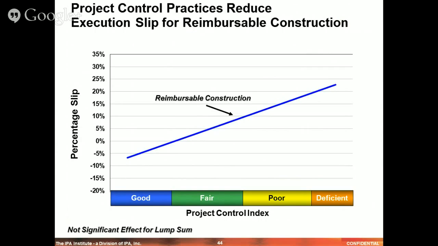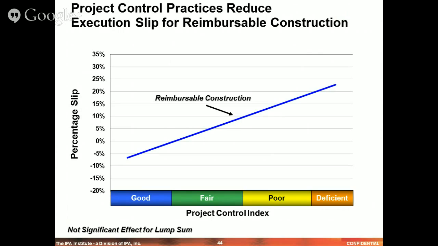Now, when we look at this in terms of slip, we see a strong correlation, particularly for reimbursable construction, meaning that projects under a reimbursable format with good project controls index values systematically come in very predictable or even slightly underrun their target schedules. Whereas projects with poor levels of project controls, as measured by the PCI, systematically are turning in projects that are 10 to 20% in terms of slip from their target schedule at the time of authorization.